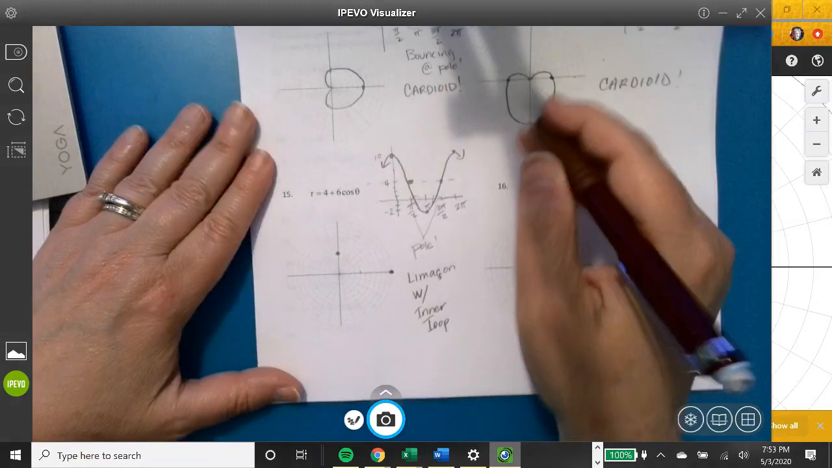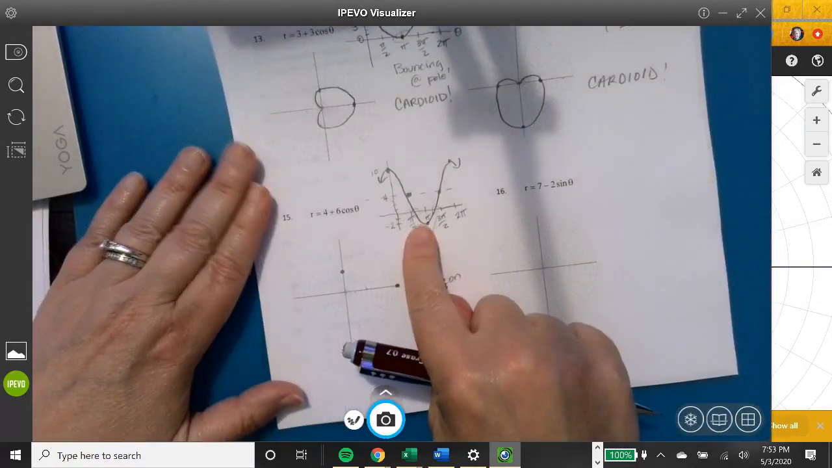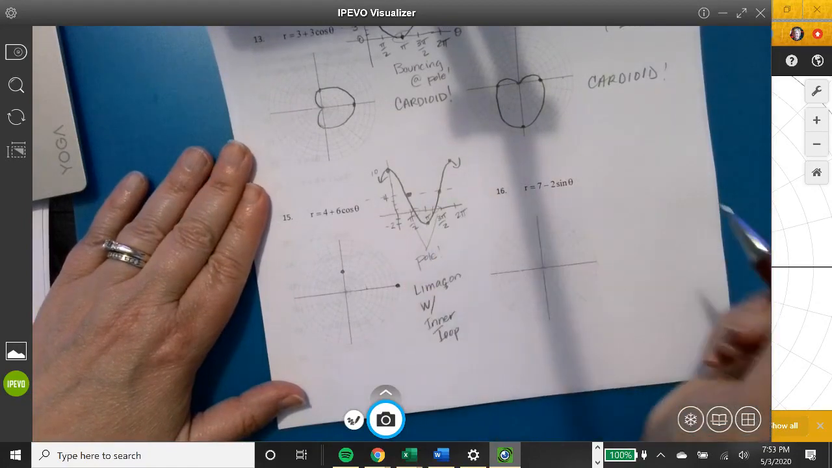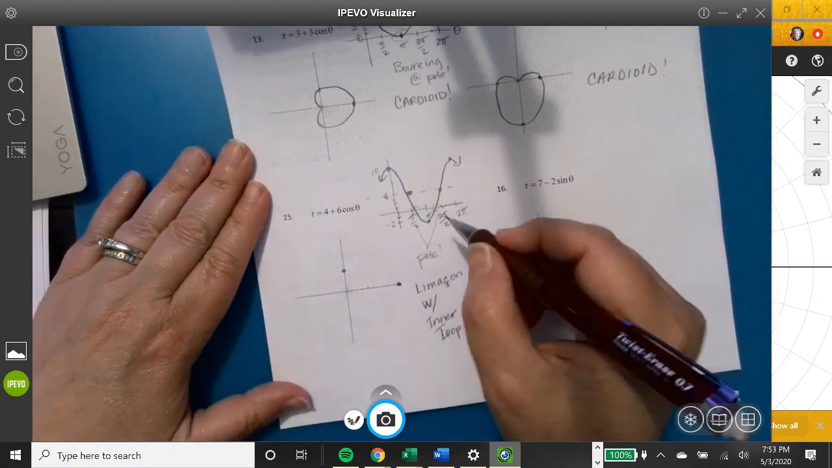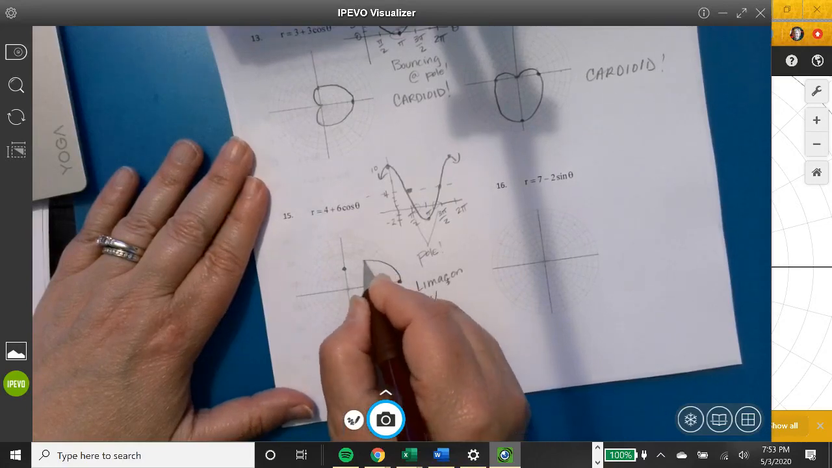I'm not bouncing off the pole like I was bouncing off the pole here, bouncing off the pole here. We are not bouncing off the pole here. We're passing through the pole to get to our next point. So what is our next point? Well, first of all, let's graph this. r is getting smaller till we get to this point.